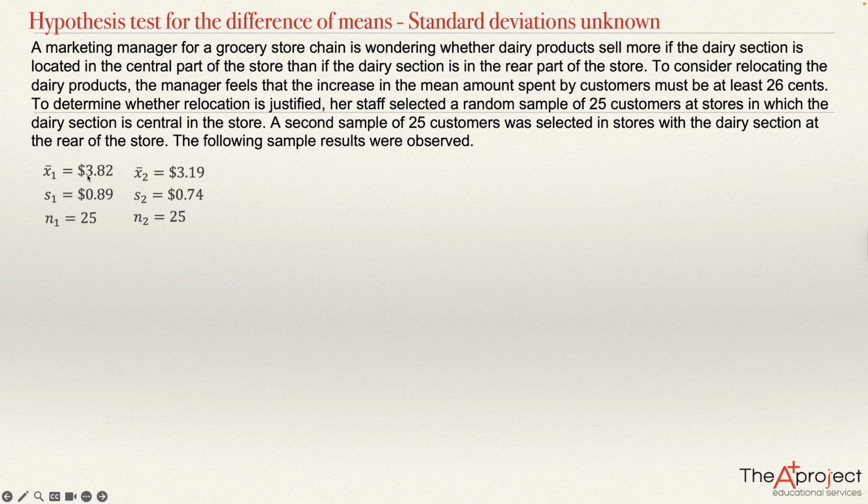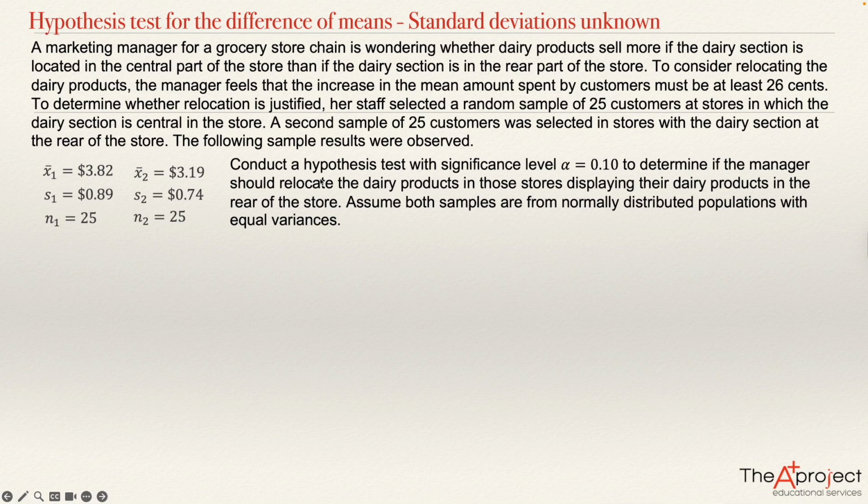So for the first case, that is in the central part, the mean was $3.82. In the case when the dairy products were in the rear part of the store, the mean was 3.19. The standard deviation of the first case was 0.89, and we calculate from the second sample that the standard deviation was 0.74. Both sample sizes were 25, as we can read here. We selected samples of 25 customers. So in this case we selected samples, we computed the standard deviation and the mean in each of the samples. So we know this data.